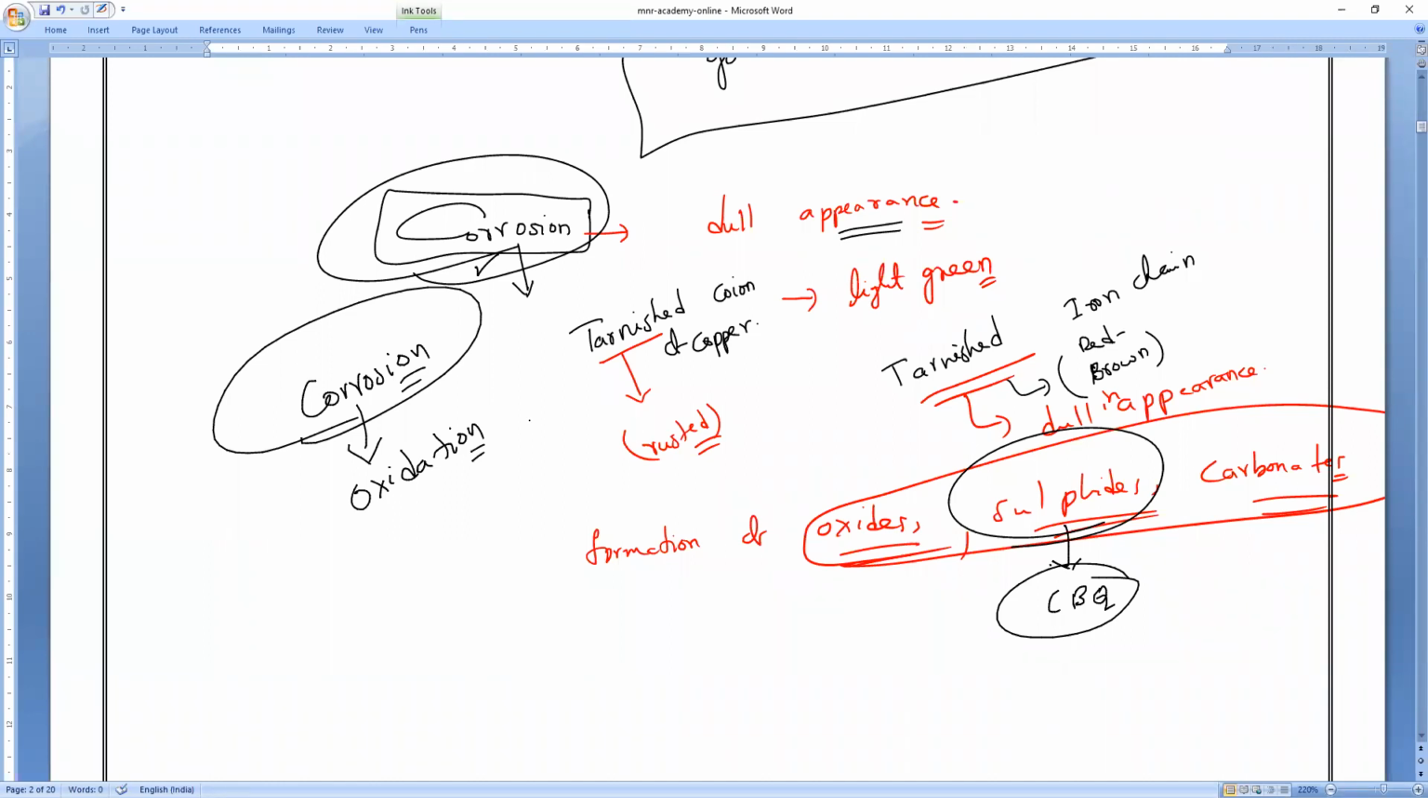Now they are asking about sulfides. So in corrosion, sulfides means what? We all know that oxides means iron. Sulfides means what metal? Silver. Sulfides means silver. And carbonates means copper. Keep in mind, whenever it is corrosion or oxidation, sulfides must be a silver metal, oxides definitely an iron metal, and carbonates definitely a copper metal. Only 3 equations you have for the entire 10th.